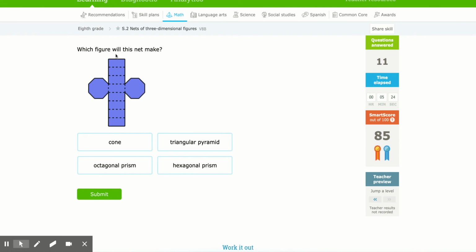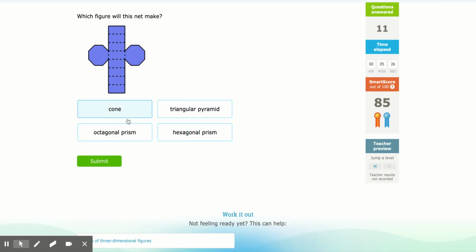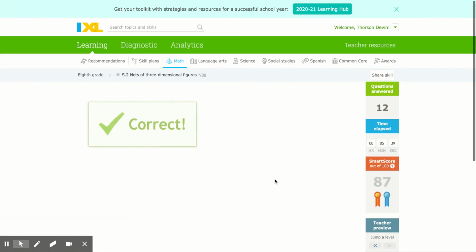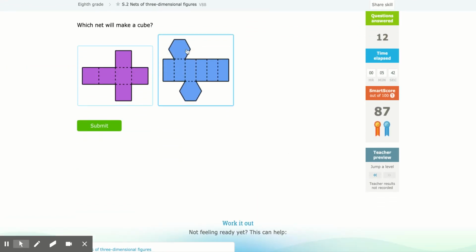Okay, which figure will this net make? Oh, they're starting to give you names. So I've got to count 1, 2, 3, 4, 5, 6, 7, 8 sides, or we have an octagon and an octagon. Well, that's an octagonal prism. It's not triangular, it's not hexagon, it's not a cone. So again, you might have to look up a name if you forget what a cube is. Hopefully you don't forget what a cube is. That's definitely not a cube.